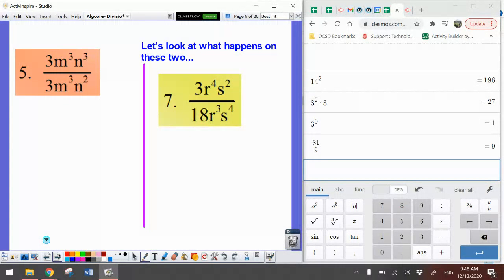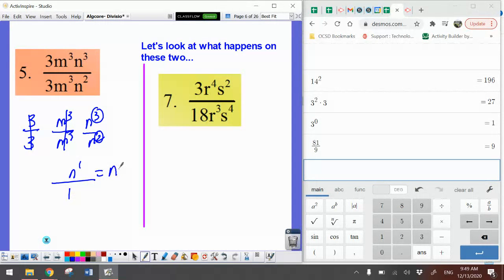Okay, go ahead and try the next one. Then we're going to look at what happens when all of a sudden our bigger numbers are on the bottom. All right, let's see how we did. So with my 3's, my m's, and my n's. Okay, well, 3 divided by 3, that's gone. And m3, that's gone. So that really leaves me just with my n's. Well, 3 minus 2 is just 1. So that is really just n.